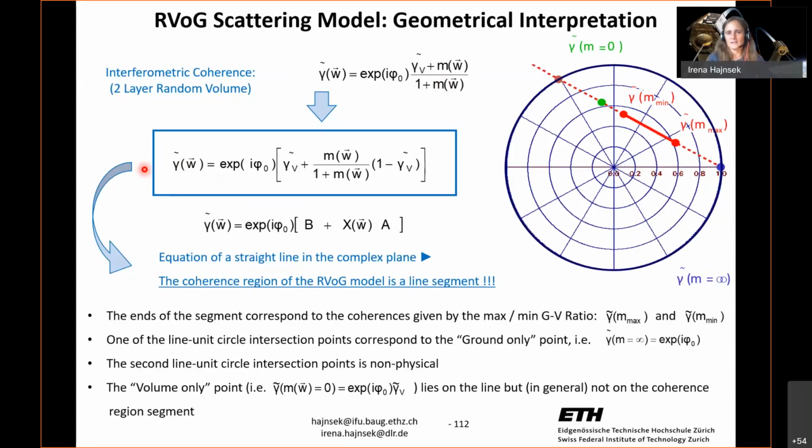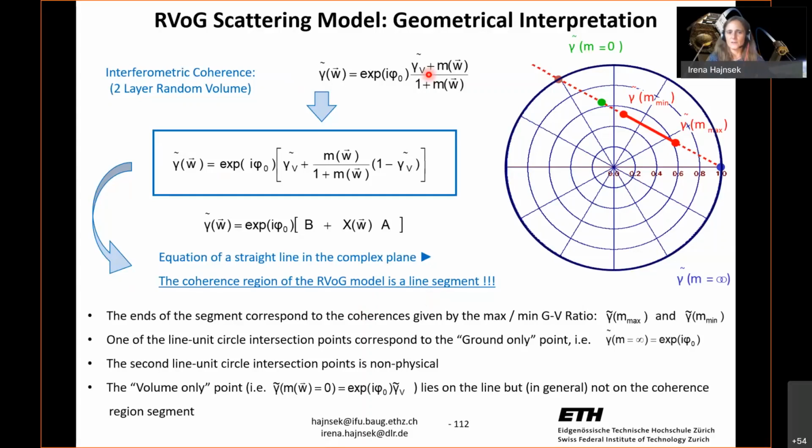Okay, and what you can also see, if you just take this equation, is that the coherence region of the random volume over ground model is just a line segment, and you can see this here. So let us now do the interpretation of this line segment of the model that we have here.